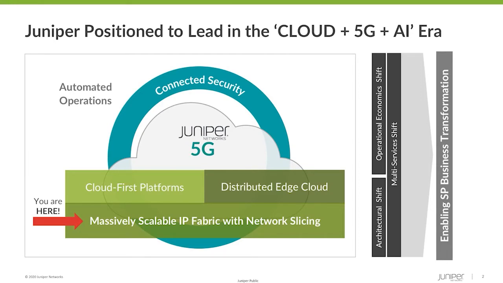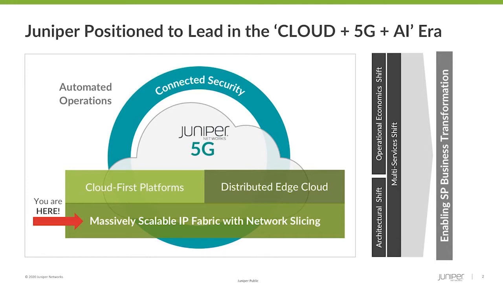So Juniper is bringing cloud, 5G, and AI solutions to life with cloud-first platforms, distributed edge clouds, massively scalable IP fabric with network slicing. So this is the bit that we're going to talk about today. So this includes the entire X-Hall portfolio with MX, ACX, PTX, everything from 25 gig to 400 gig transport, network slicing, segment routing, low latency and hybrid timing, also support for flexible architectures and interface diversity that's agnostic to the various RAN models from classic cloud to open RAN.